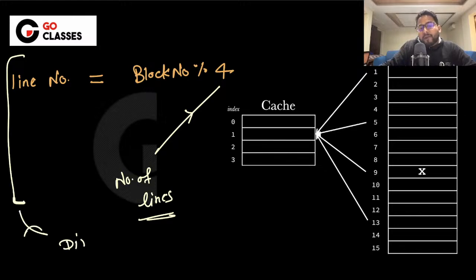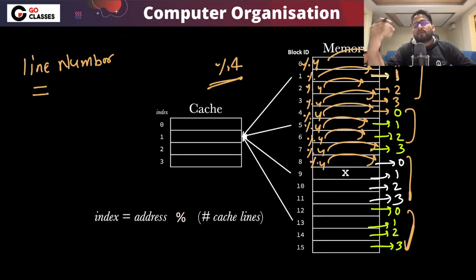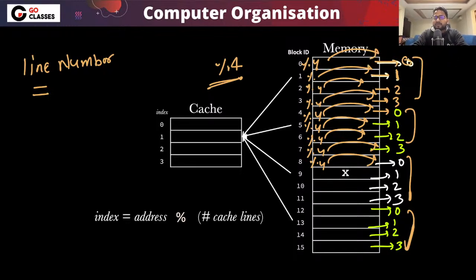I mean, we are not just remembering the formula. I'm telling you the intuition behind this formula. What is our idea? We want to map like this: 0 1 2 3, 0 1 2 3, 0 1 2 3. It is possible using the modulo operation. Many students just directly remember that direct map means modulo operation, which is fine.